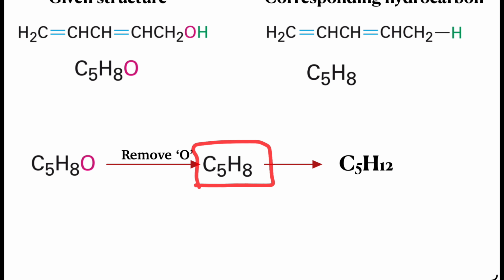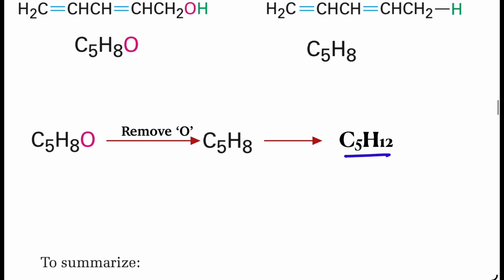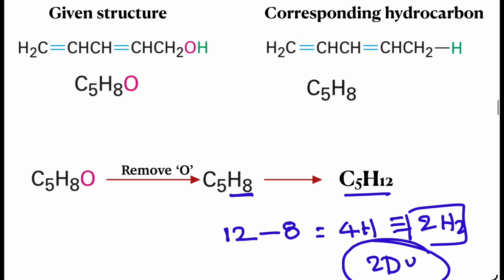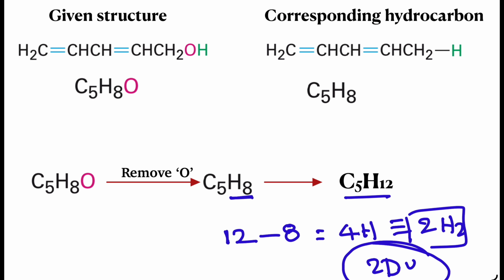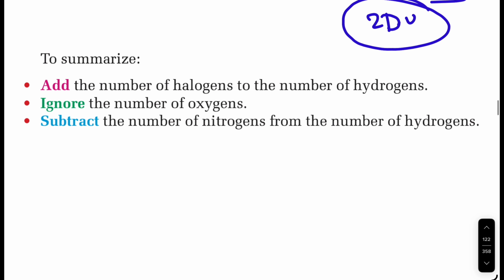So this is the corresponding hydrocarbon, this is a saturated hydrocarbon. Saturated hydrocarbon has 12 hydrogens. The corresponding hydrocarbon has 8 hydrogens. The difference is 4 hydrogens, which is equal to 2 pairs of hydrogens. So the degree of unsaturation is 2. That means it may have 2 pi bonds, or it may have a pi bond and a ring. So this is about the calculation of degree of unsaturation.